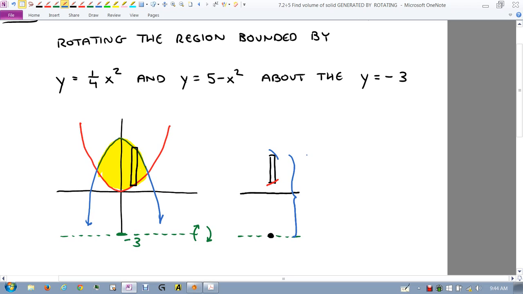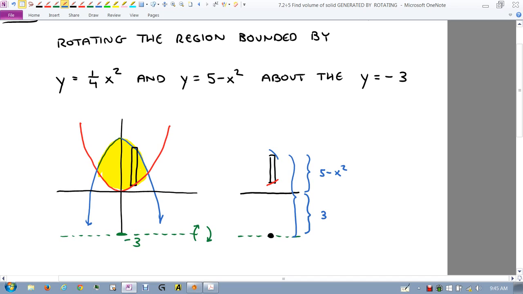Let me ask you this. How far is it, that blue piece, from here? That's the x-axis, right? So how far is it from the x-axis to the blue? 5 minus x squared. It's just a function, isn't it? So this is 5 minus x squared, for sure. And what is this distance? Distance, 3. Isn't it? I realize it's -3, but distance-wise, measured out, that length is 3.